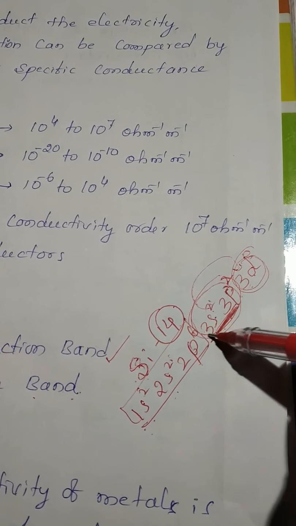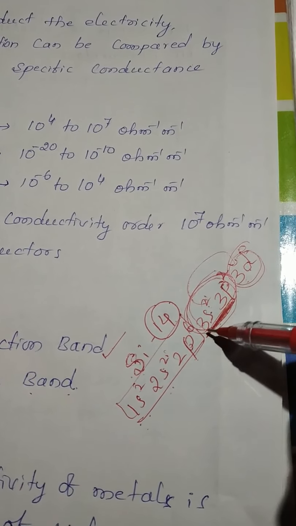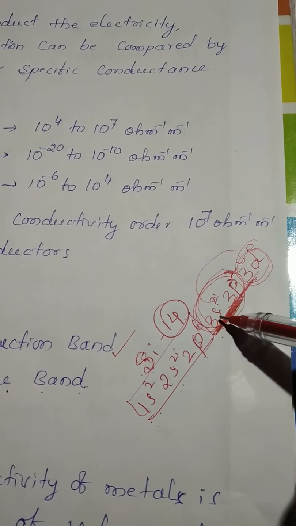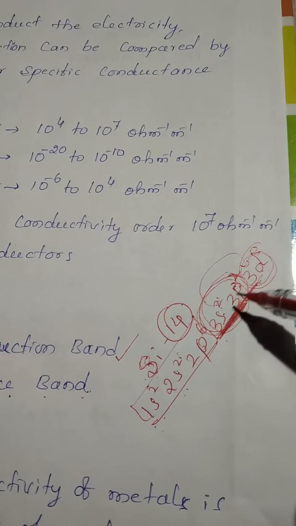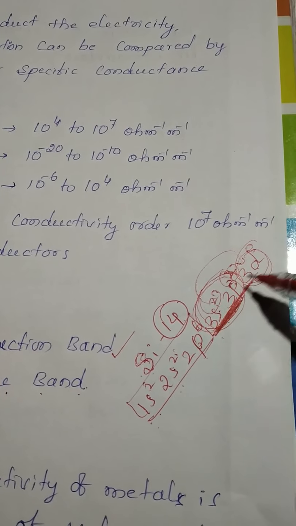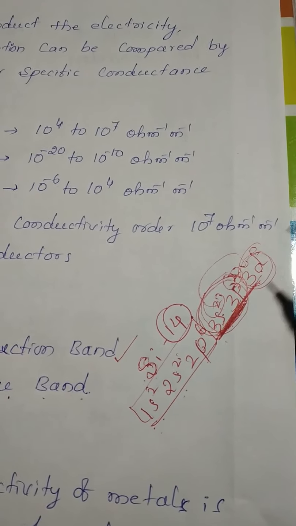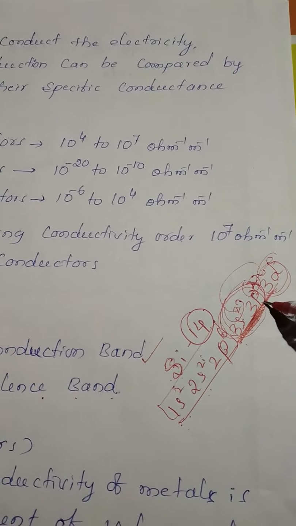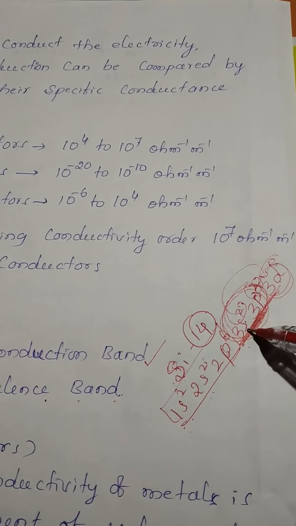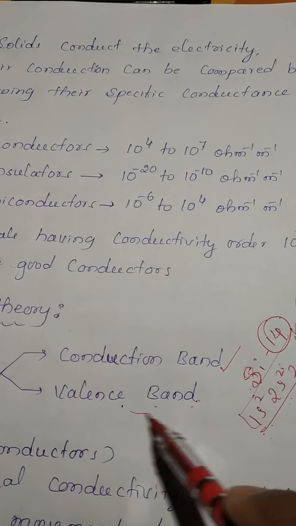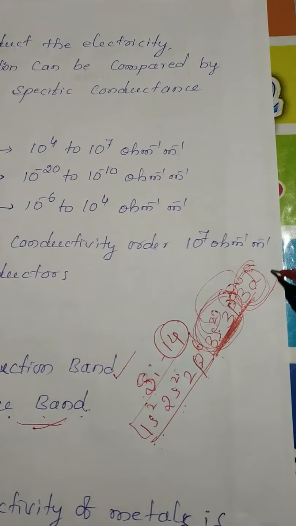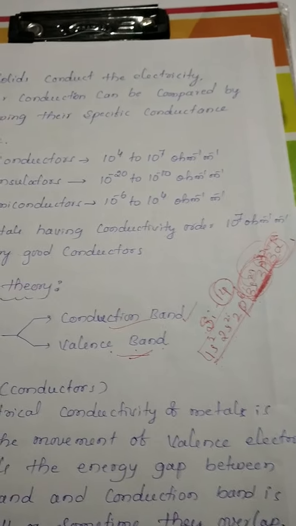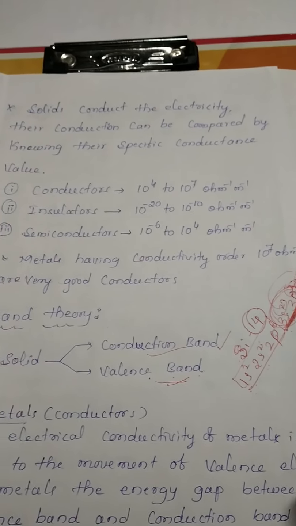Here, these are the valence electrons. Yes, the third shell is the valence shell. The third main shell has S, P, D subshells. S and P subshells have electrons, whereas the D subshell doesn't contain electrons. Hence, these 3s and 3p orbitals having electrons form the valence band, whereas the 3d subshell forms the conduction band. I have taken only one example here. It is the same for all the elements.